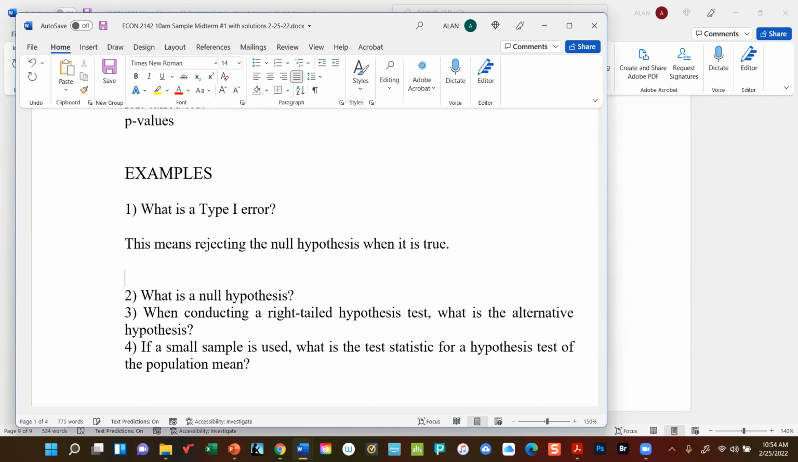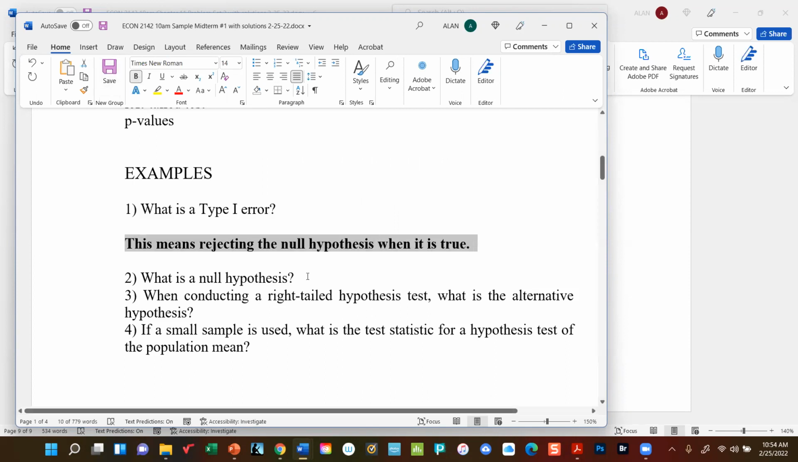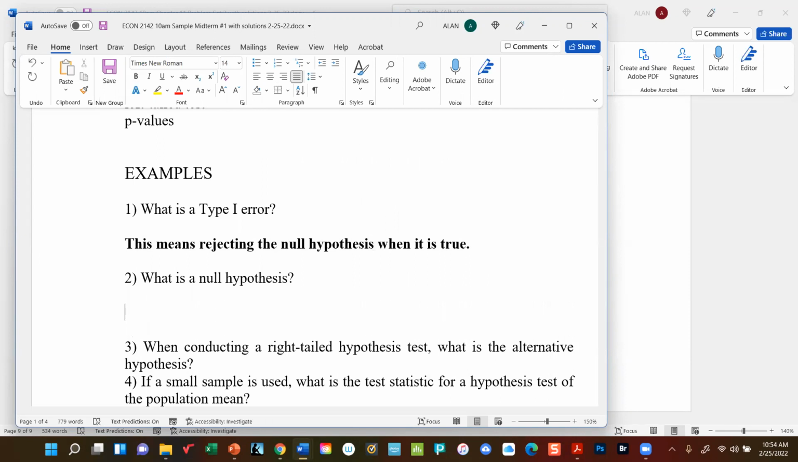Now, because this is English, we've got some leeway here. Anything that makes it clear that you understand that we've rejected the null when we shouldn't have, that's okay. All right. What is a null hypothesis? A statement that is assumed to be true unless there is strong contradictory evidence.